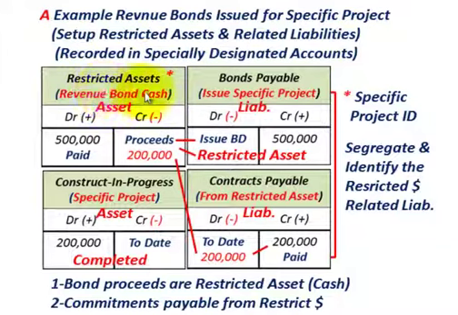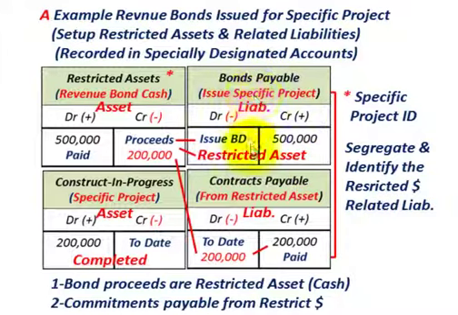And you would have coming out of that cash account here from your restricted assets. So you would be crediting your restricted assets here for the cash account for that revenue bond that was issued here for that building, credit it for $200,000. So the key is here, your payables or whatever money you're paying for on this project has to come out of those restricted assets. So this is where you have to segregate and identify the restricted dollars here and the related liability.